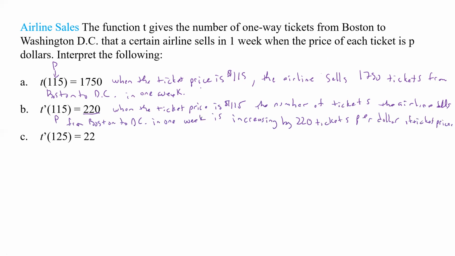Now, what about this one? Well, it's going to say exactly the same thing as the last one, except it's going to be 125, and it's increasing by 22 tickets per dollar of ticket price. Okay, so instead of writing all that out again, the key thing is it's changing to 125, and it's changing to the 22 instead of the 220. Okay, all right, let's stop there, and we'll come back for more.